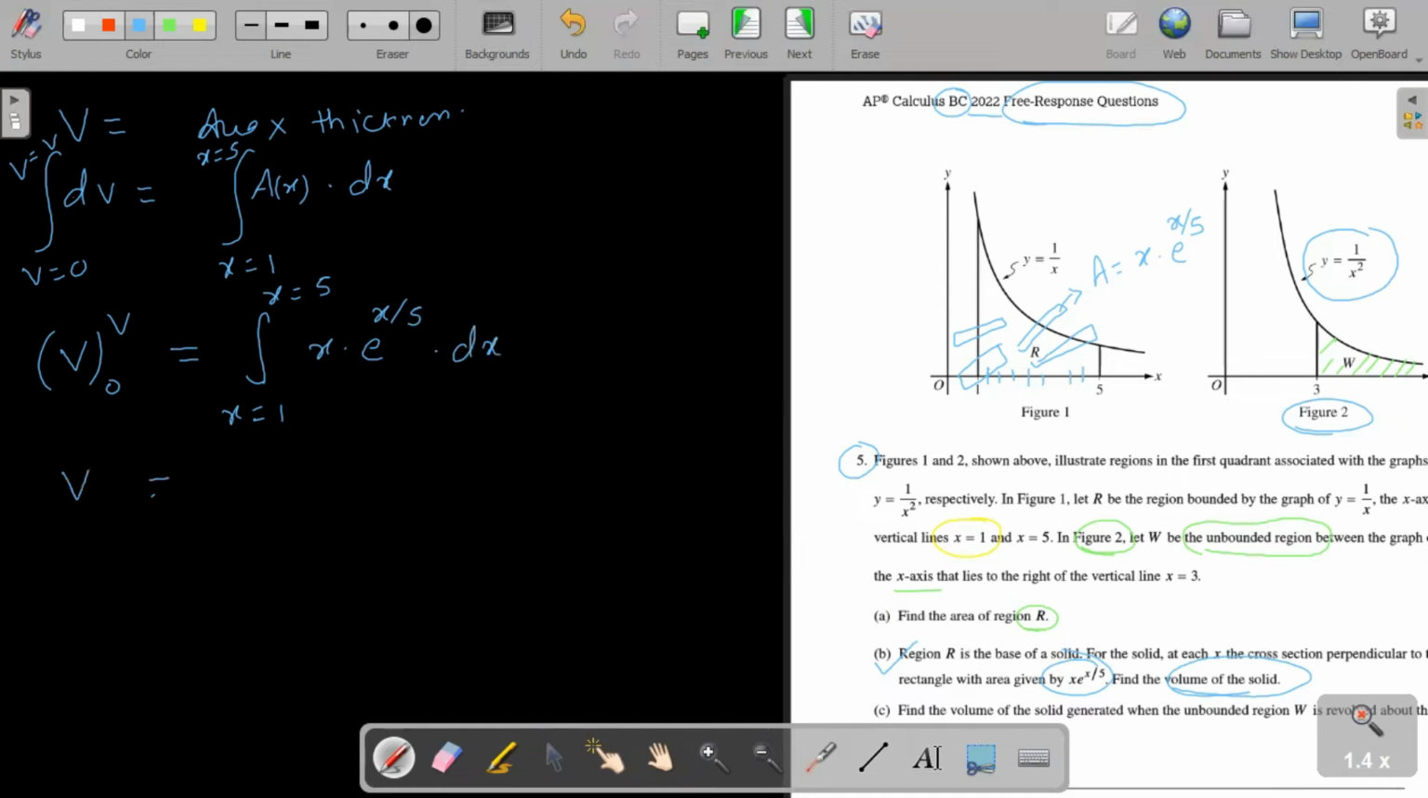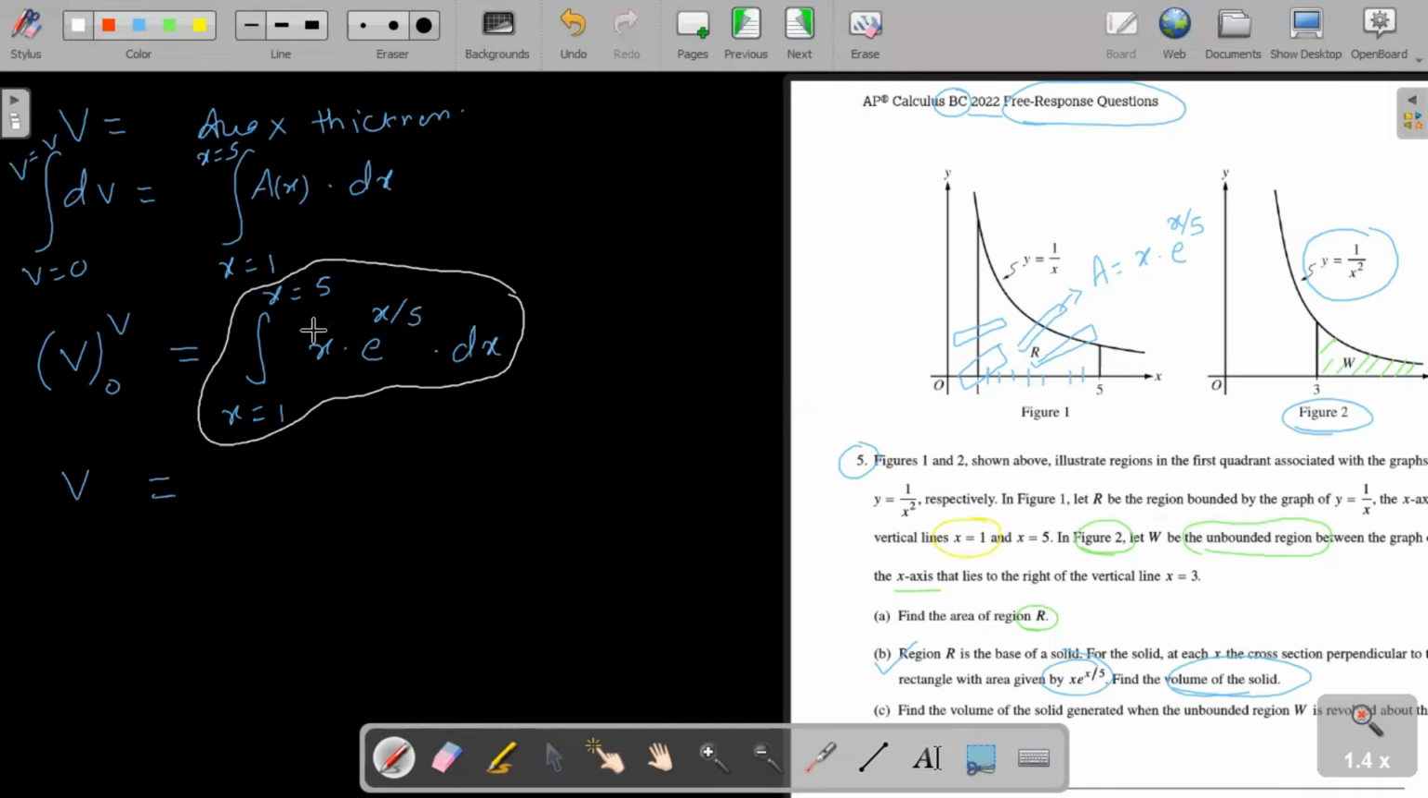Simply this will be V, and we have to integrate this now. How can we integrate this? There is a trick. As you know, when we have an exponential function and an algebraic function, first we have to integrate the exponential function. The trick is to integrate that function first, or you can say leave the function which can reduce to 0 after differentiating it.